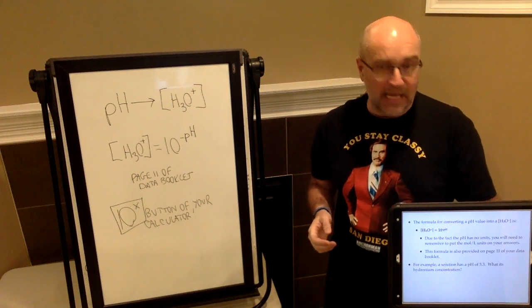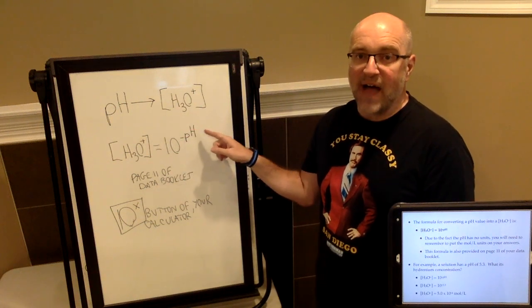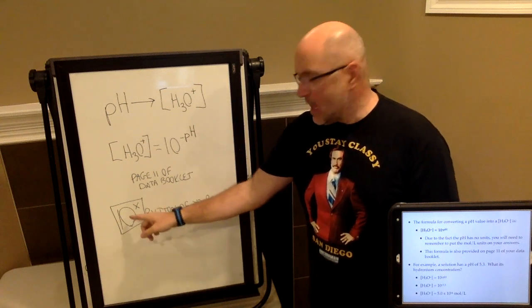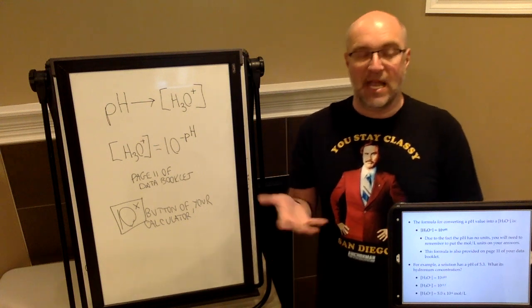How do I do that? Easy. I'm going to take 10 to the negative 5.3. So I'm going to type in negative 5.3, hit the button, and I'm going to get a concentration of 5.0 times 10 to the negative 6.